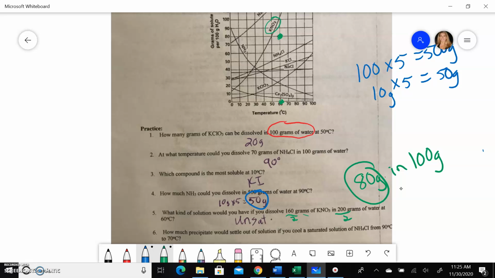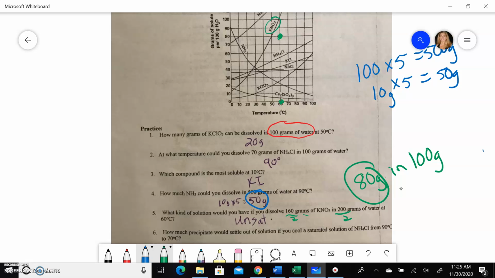Number 6 says how much precipitate would settle out. So first you have to know that word precipitate. Precipitate means a solid that's formed from two liquids. So if you have something dissolved and the stuff that's dissolved is no longer dissolved and it comes out and sinks to the bottom, that's a precipitate. It's one way that you can make a precipitate.